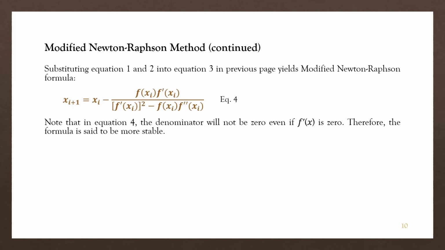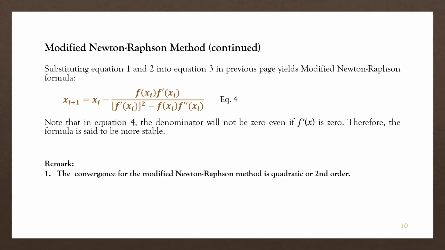So take note that in the denominator, even if the first derivative or the gradient is 0, there is no problem to solve this formula. Unlike the original Newton-Raphson method where you have to divide by the first derivative of f. So if you have the first derivative equal to 0, you cannot solve using the original Newton-Raphson method. That problem will not appear in this modified Newton-Raphson formula.